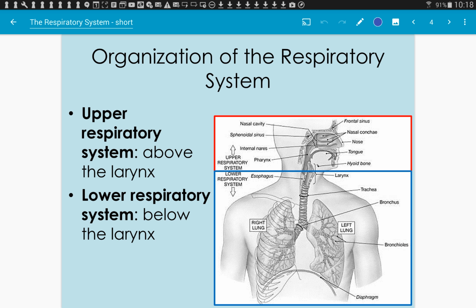Oh, here we go, lungs. Okay, all right. It's better than nothing. So we have our chart up.